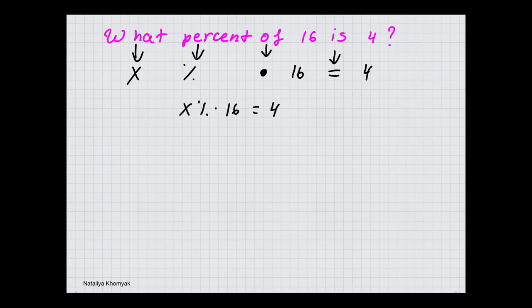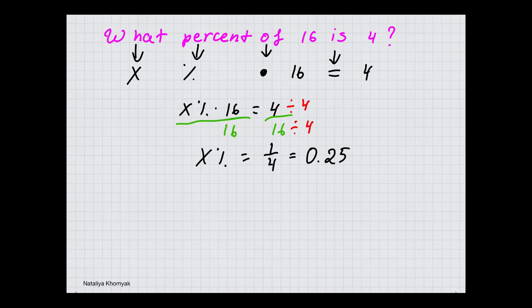X is being multiplied by 16. The opposite is to divide by 16. X percent is 4 over 16, and that can be reduced by 4. We have 1/4. Now think about it. 1/4 is equal to 25 cents. And how many cents does it take to make a dollar? It takes 100 cents to make $1. So money can operate in percent style.